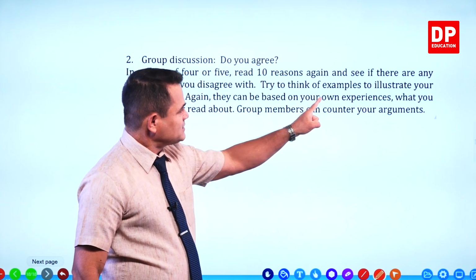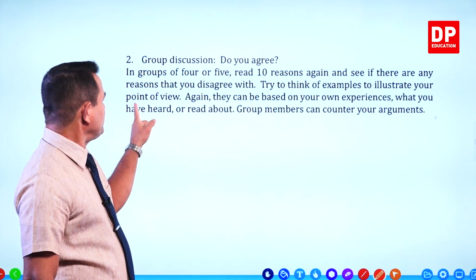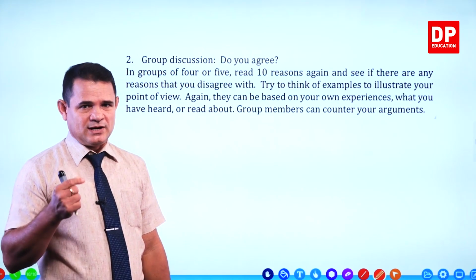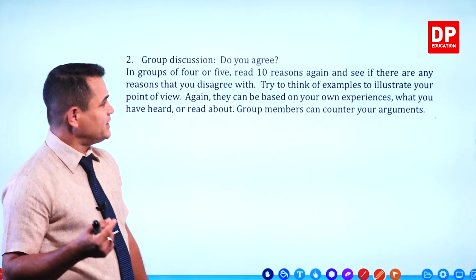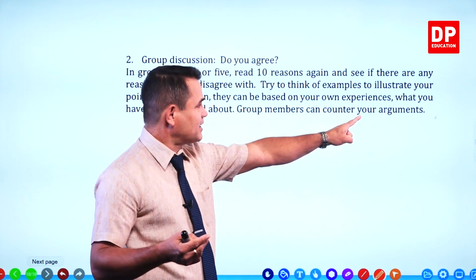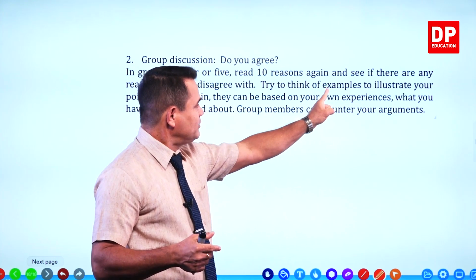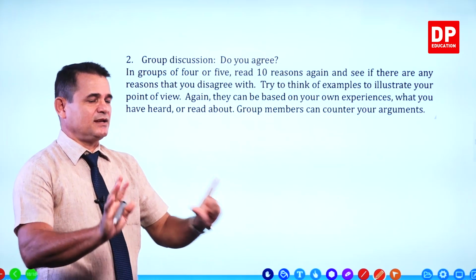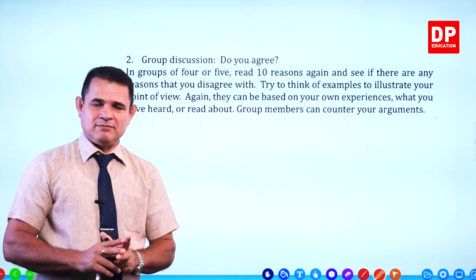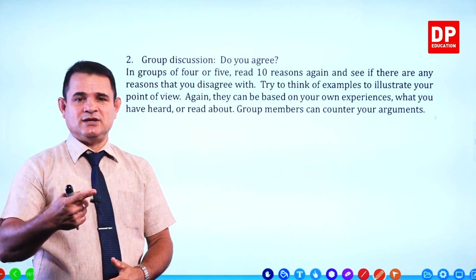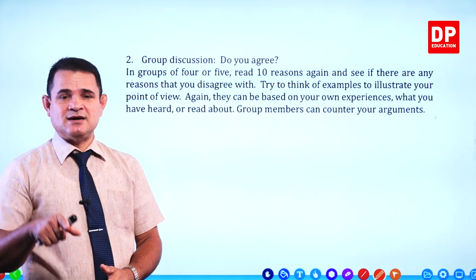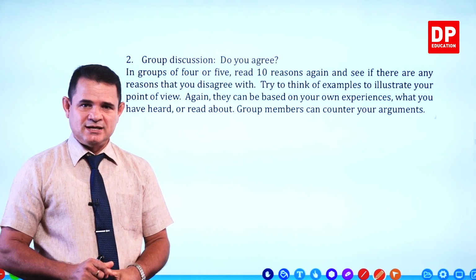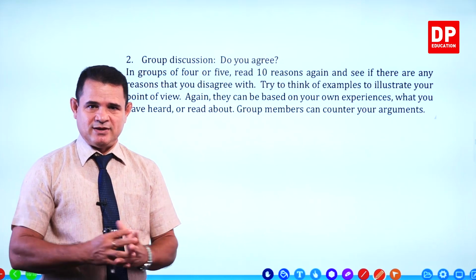Try to think of examples to illustrate your point of view. Point of view means idea. Illustrate, explain, clarify your idea. Right? Think of examples. Just saying I don't agree is not enough. If you disagree, there are reasons for it. You should be able to give an example, maybe from your society, from your experience or anywhere.